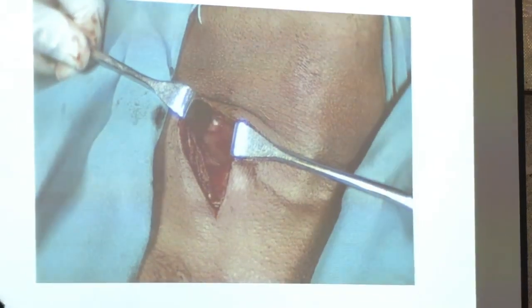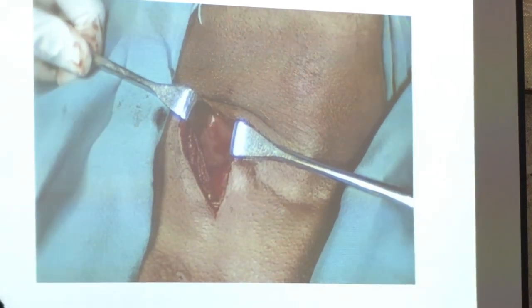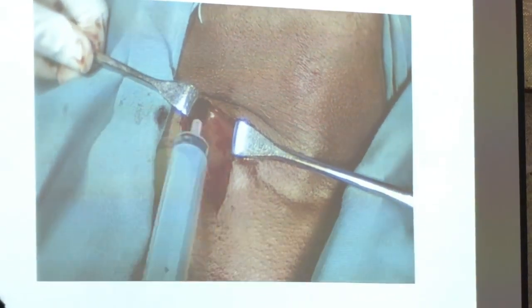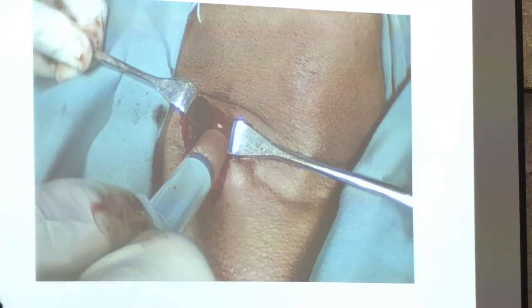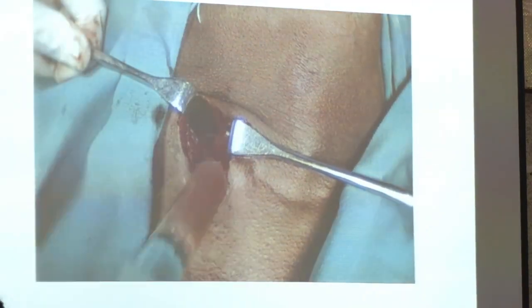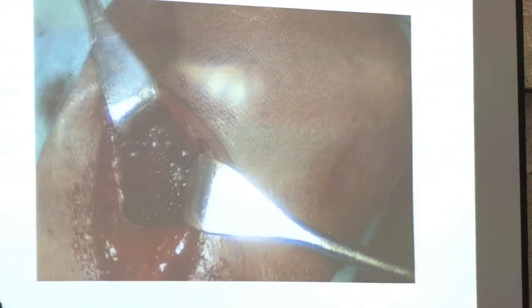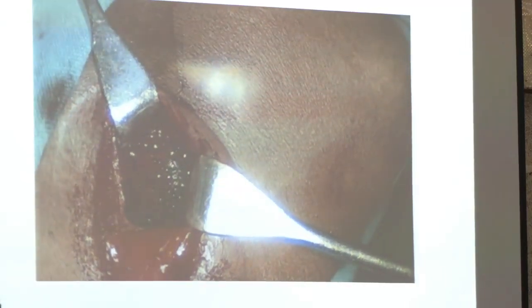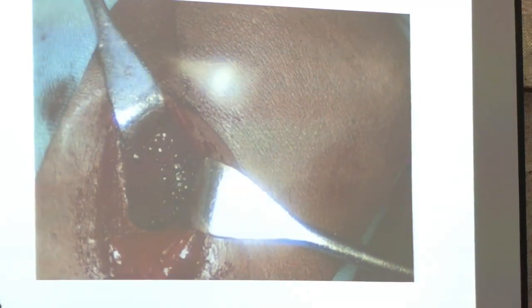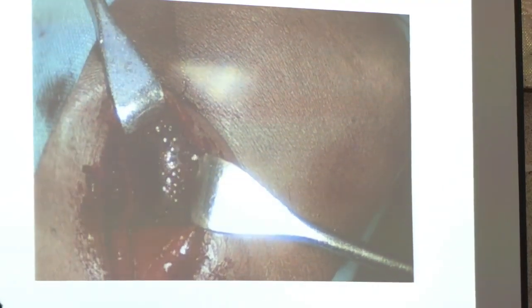The pus is being syringed out from the prevertebral space and sent for microbiological examination. After that, the wound is thoroughly washed with betadine and a drain is kept in the prevertebral space for any further collection, and the wound is closed in layers.